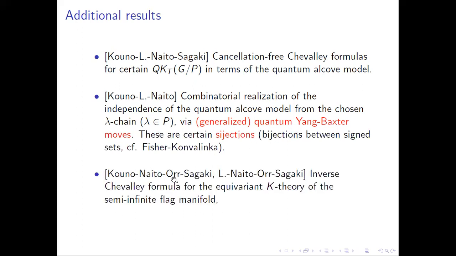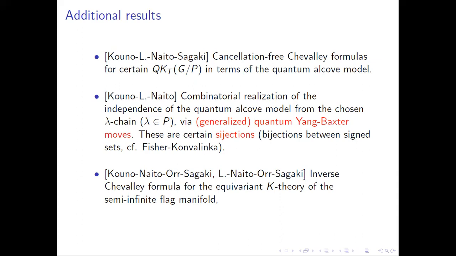And then with Naito and Sagaki, we also looked at an inverse Chevalley formula for the equivariant K theory of the semi-infinite flag manifold. So if you write the Chevalley formula and you interpret the left-hand side and the right-hand side as two different bases for the equivariant K theory, then you can view the Chevalley formula as a transition matrix between those two bases. And then you can ask about the inverse matrix. So that's an inverse Chevalley formula.